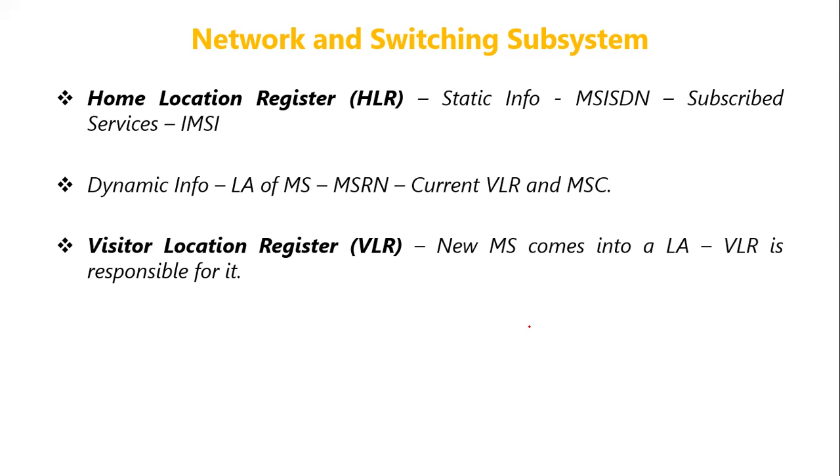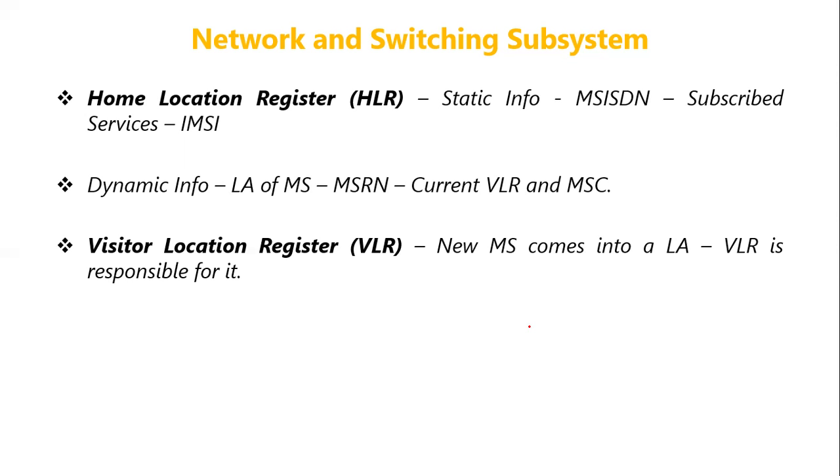It also includes the subscribed services, meaning the services the user has subscribed for. Those details are also stored in the HLR, which is a register that is part of the network and switching subsystem. Subscribed services may include features like call forwarding, roaming restrictions, and GPRS. The international mobile subscriber identity, the IMSI number, that is the SIM card number, is also stored in the HLR. These are the static information.